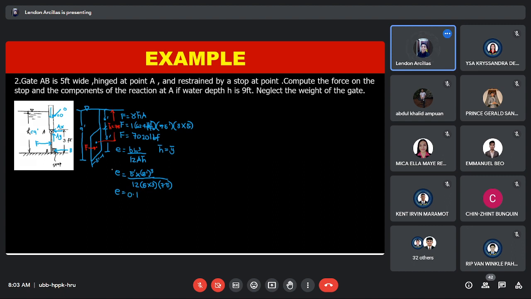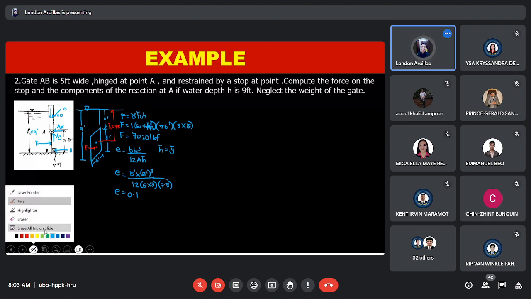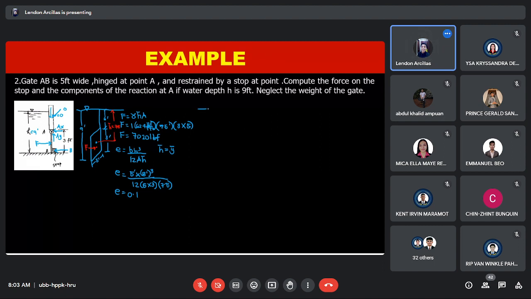Okay, so let's draw another free-body diagram. So this is the gate, this is point A, and point A has A sub X support and A sub Y support. And this is 3 feet gate natin. This is the P.